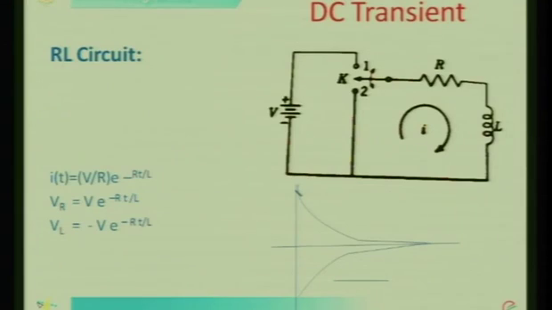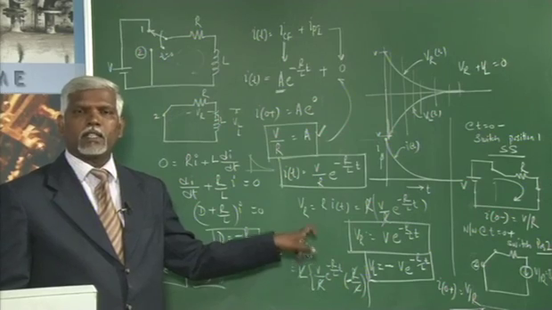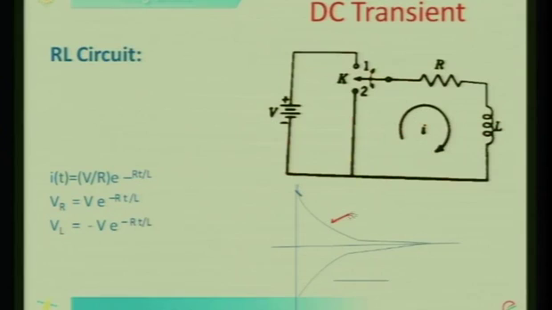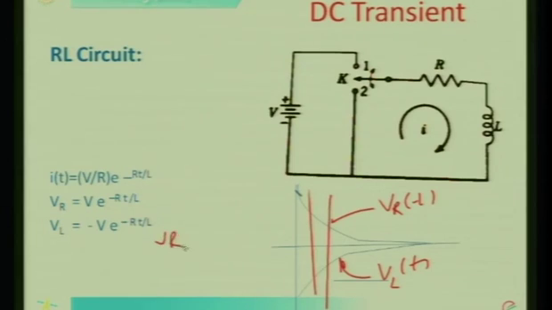I think with this you can understand how the current varies, and how the voltage across the resistor and inductor varies. This is the voltage across your resistor, how it varies with time. This is the voltage across your inductor with time. I told you at any instant of time VR plus VL will be equal to 0. In the previous case, VR plus VL was equal to the supply voltage. Just see the difference between the previous and this. Here VL is minus, so it is minus V e to the power of minus R by L into t.